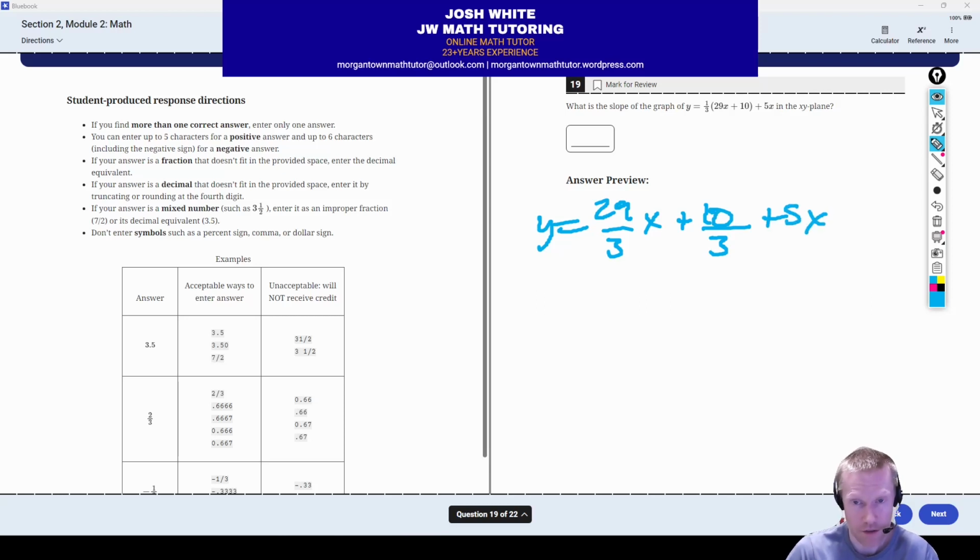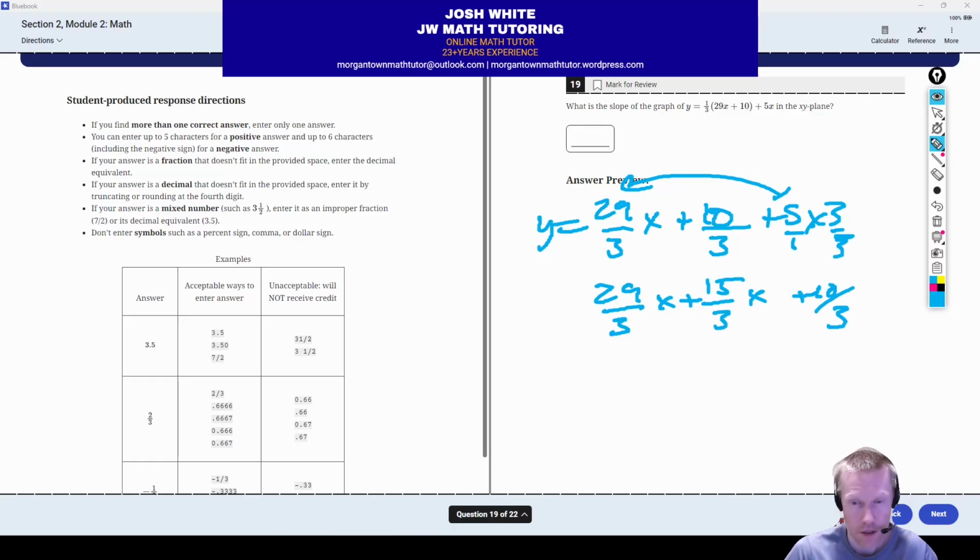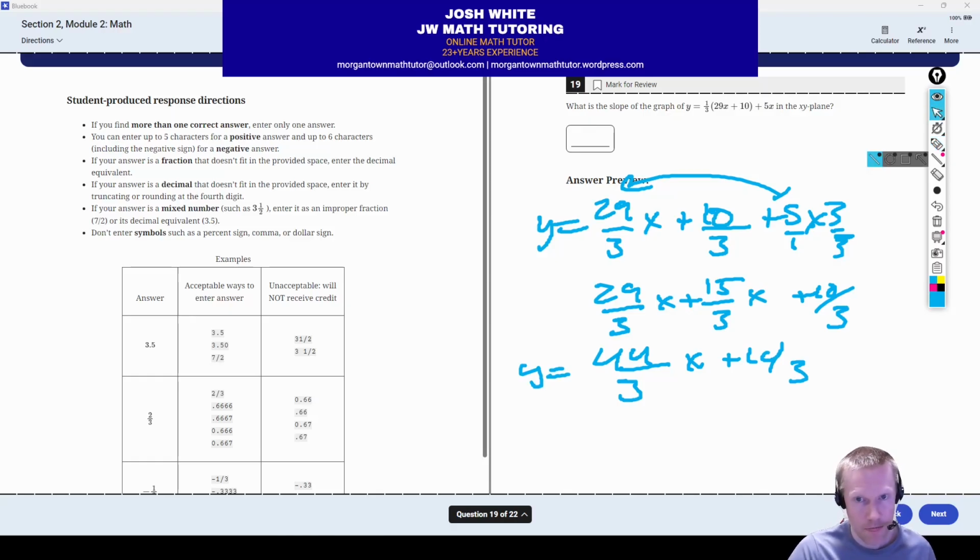and then plus 5x. So now I'm really going to add these two together. Again, you could do this all in Desmos, but I'll just show you the fractions by hand. So 5 over 1, I'm just going to multiply by 3 over 3. So it's 29 thirds plus 15 thirds x. So it's going to be 44 thirds x plus 10 thirds. All right, so the slope of this line is just 44 over 3. So I'm just going to enter the answer that way.